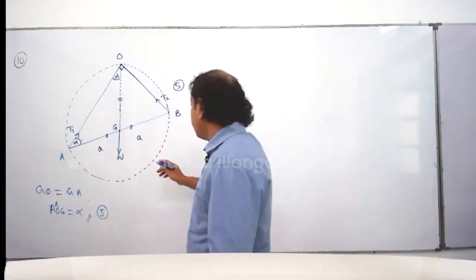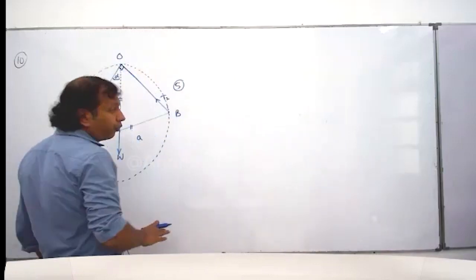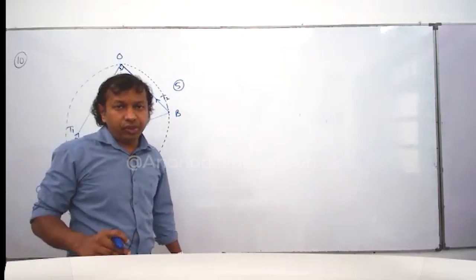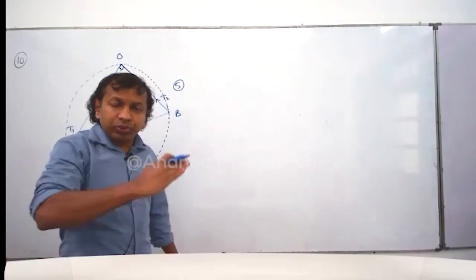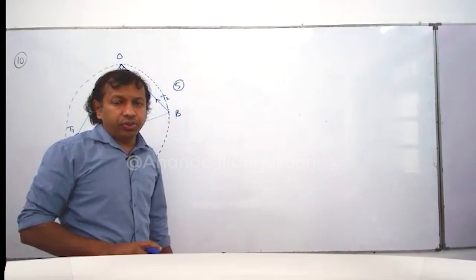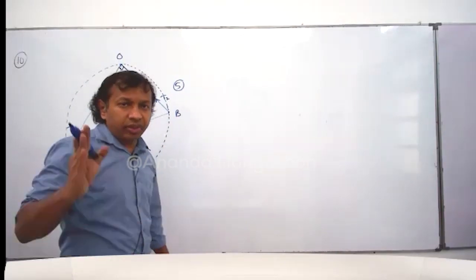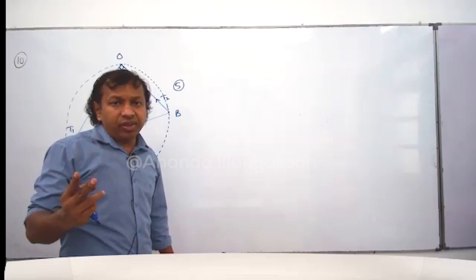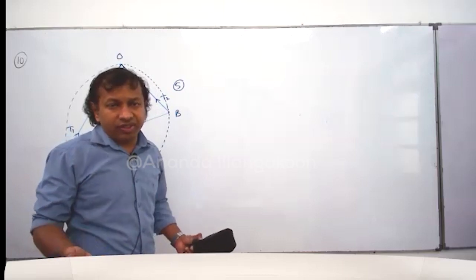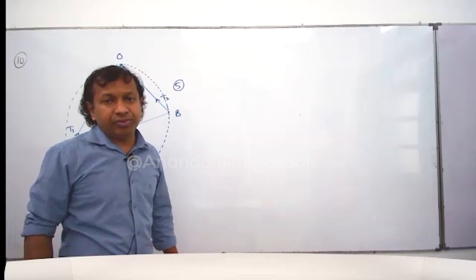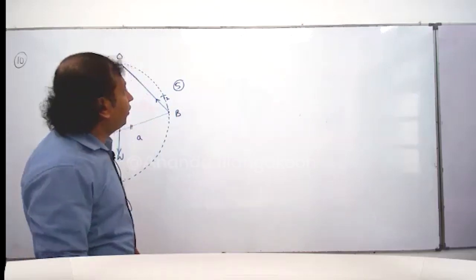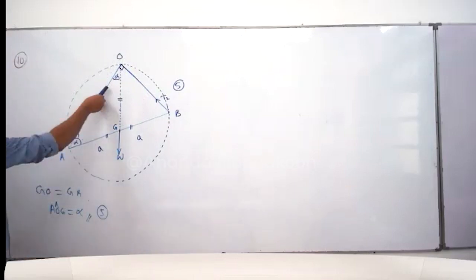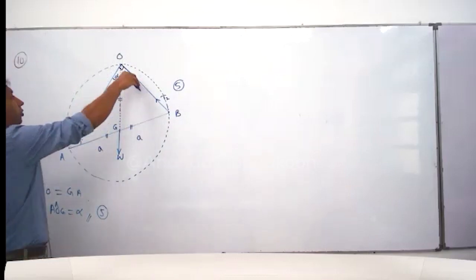Now this rod is in equilibrium. When any object is in equilibrium, we can resolve the forces along any two perpendicular directions. Usually we take those directions as horizontal and vertical for our convenience, but any two perpendicular directions can be taken. Now we resolve the forces along this direction and perpendicular to this direction.